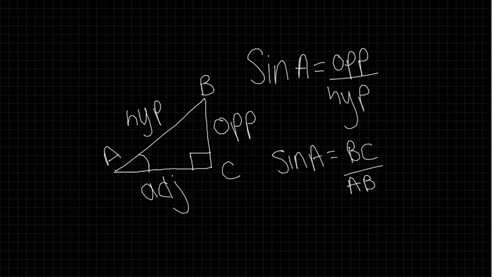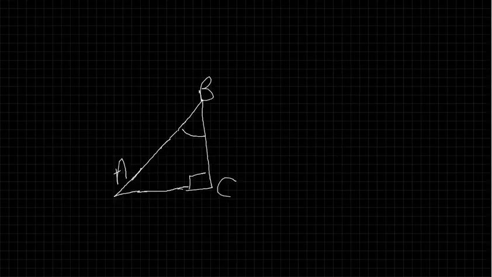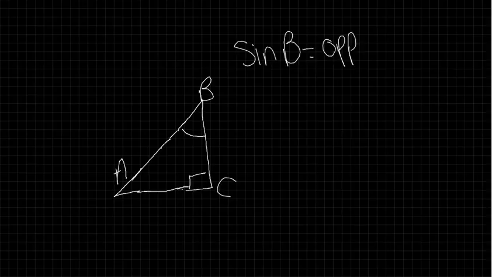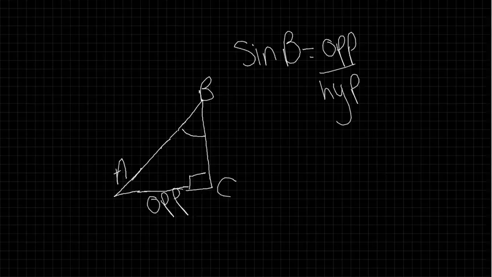Let's just take a look at a different example and focus on a different angle. So in this triangle, we want to look at angle B. And we want to find what sine of B is. But first we have to find what our opposite and hypotenuse segments would be. So the side length that's opposite of angle B is going to be segment AC. So we can abbreviate that as OPP.